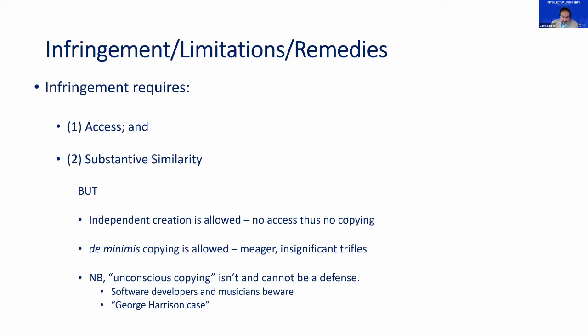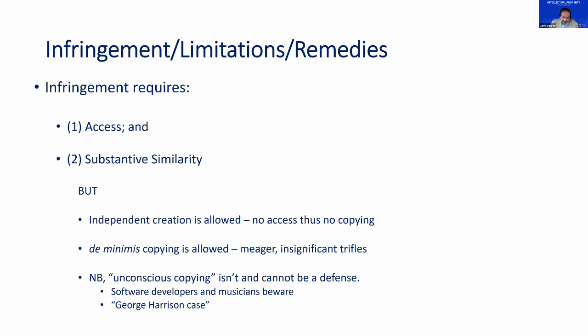There are some exceptions to this. Independent creation is allowed. No access means no copying. A judge famously said that if two hermits living in caves on opposite ends of the world wrote the same poem, they would each have copyrights in their poem because they wrote them without access to the other. No access means no copy. So think about that. Identical poems, but each are owned by those independent authors because they can prove, in this thought experiment, no copying because they lived in a cave on opposite ends of the earth.